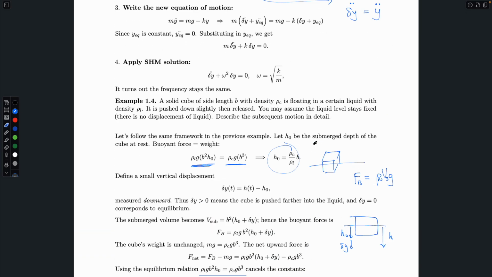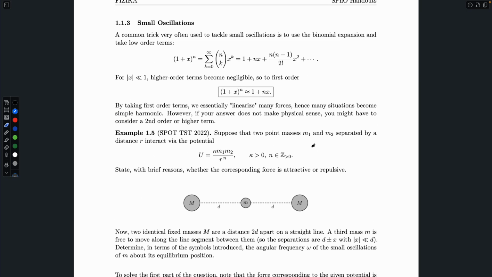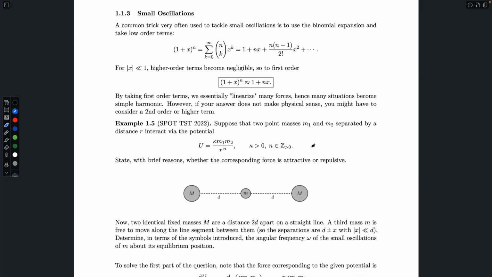Okay, moving on. The next part is about what I said on why SHM appears so commonly in nature: very often you'll deal with small oscillations, which are oscillations where the displacement from equilibrium is very small. In general, this becomes SHM because of the Taylor expansion. If you don't know, I think we covered it in the math set.